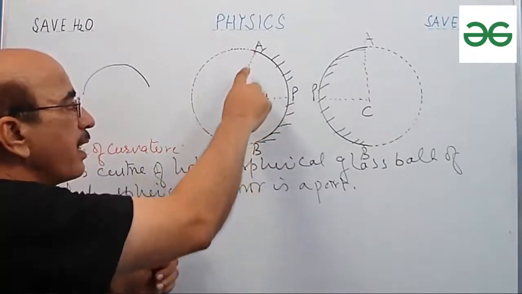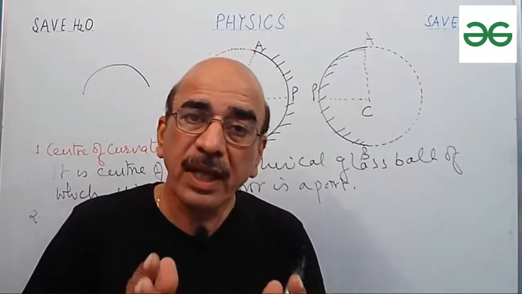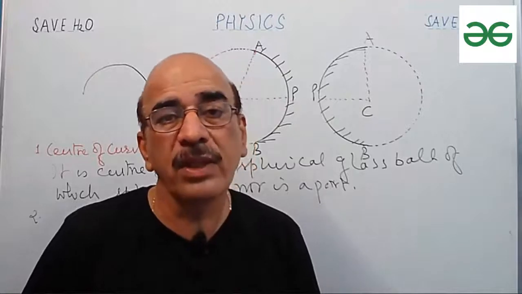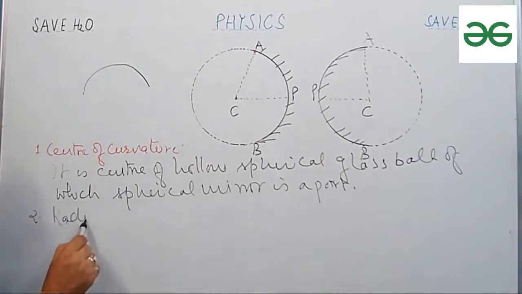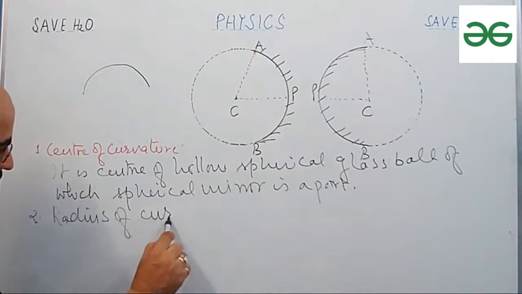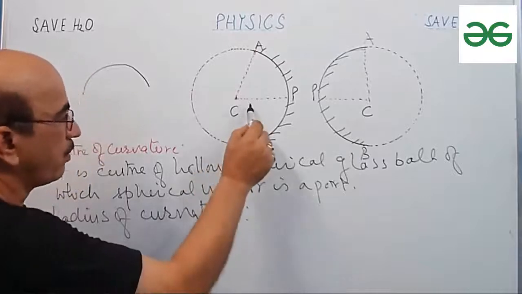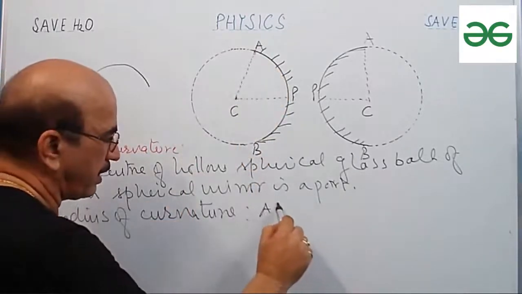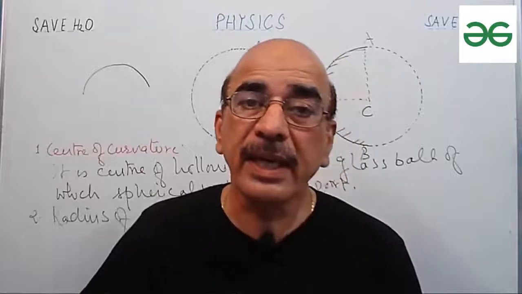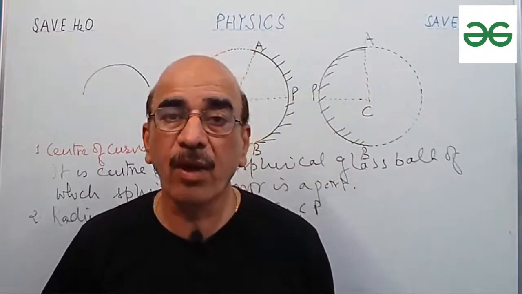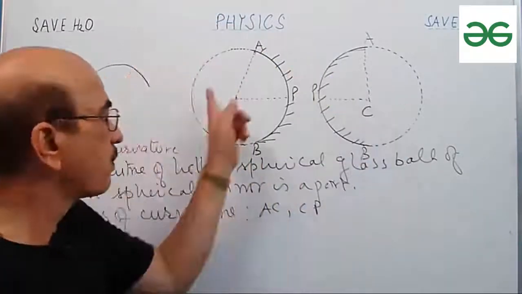So it is the curve here. We can say CA or CP is the radius of curvature. This curve is part of which sphere, and what is the radius of that sphere? That is called the radius of curvature. So the radius of curvature is here AC, or CP. The radius of curvature is the radius of the hollow spherical glass ball of which the mirror is a part.